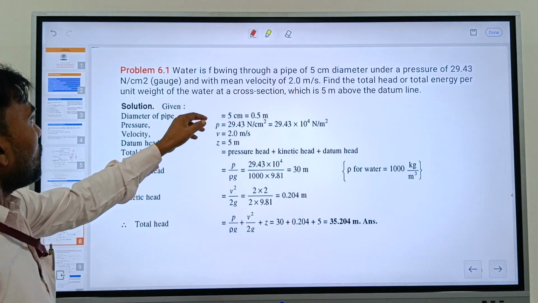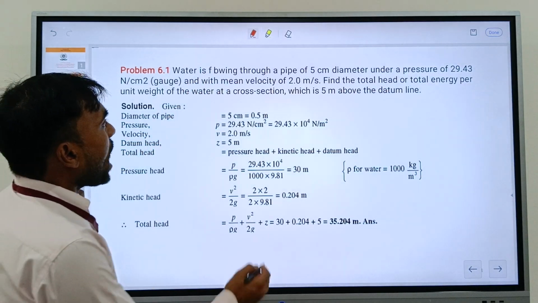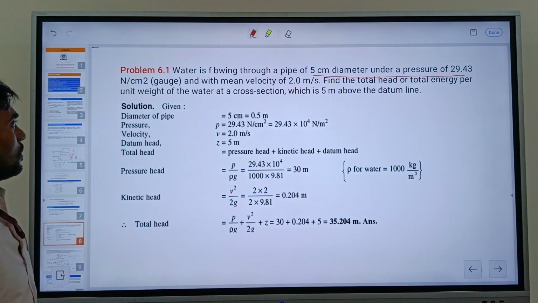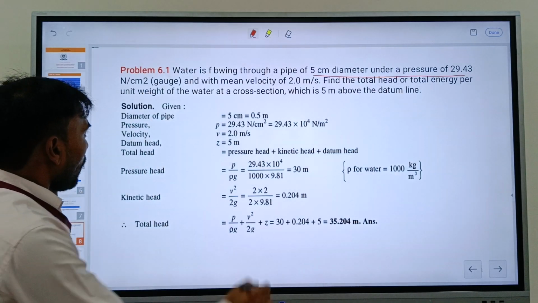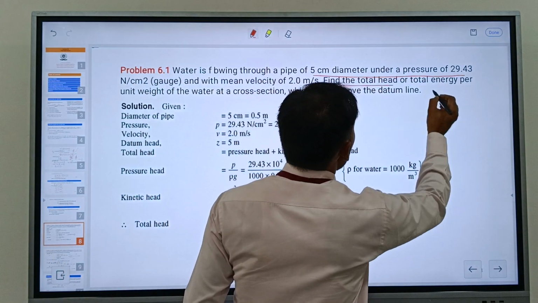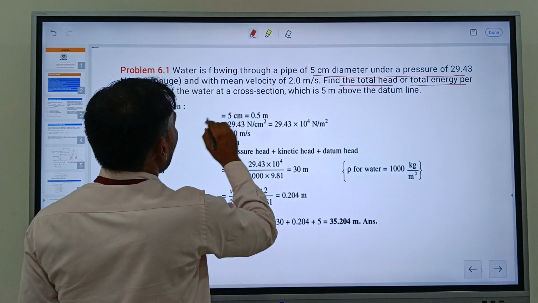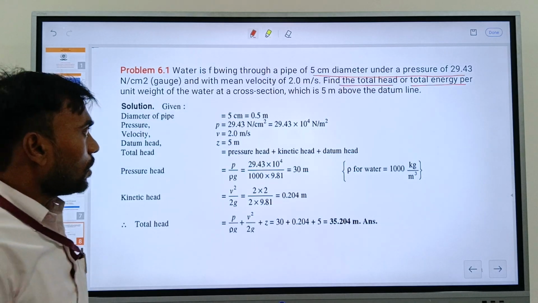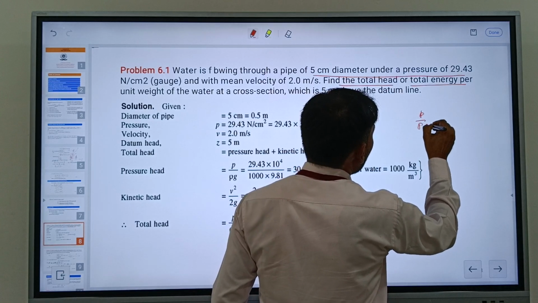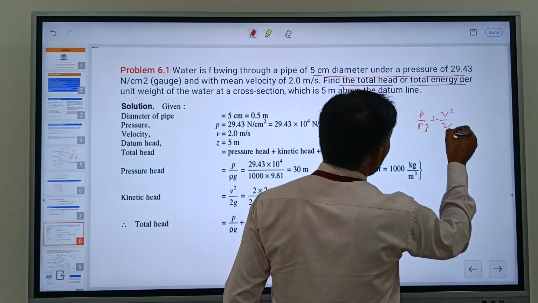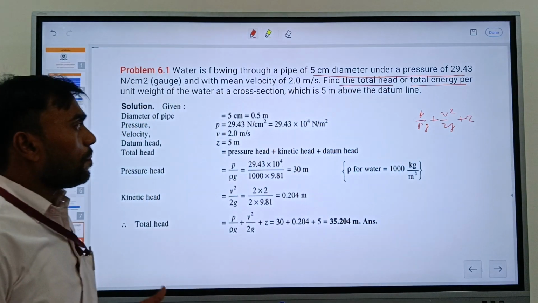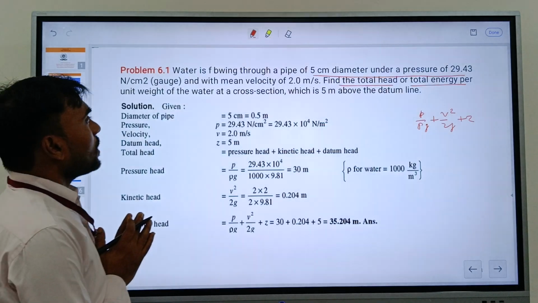So in this problem, water is flowing through a pipe of 5 cm diameter under a pressure of 29.43 Newton per centimeter square, and this value is known as the gauge pressure, and with mean velocity of 2.0 meter per second. Find the total head or total energy per unit weight of the water at a cross section which is 5 meter above the datum. So in this problem we have to calculate the total energy, P divided by rho g plus V square by 2g plus Z. So we have to calculate all these three parameters and then sum these values. You will get the total energy head.